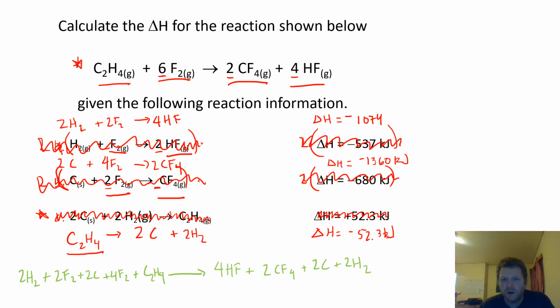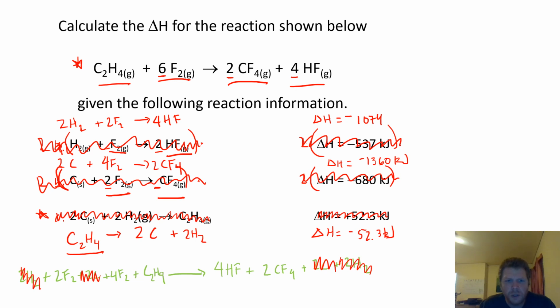And that accounts for everything. Okay, so I've combined all of my reactants, I've combined all of my products. What I want to do is look at my reactants and products. Well, lo and behold, I see 2H2 as a reactant, and I see it as a product, so I can eliminate that. I see 2C as a reactant, and I see it as a product.